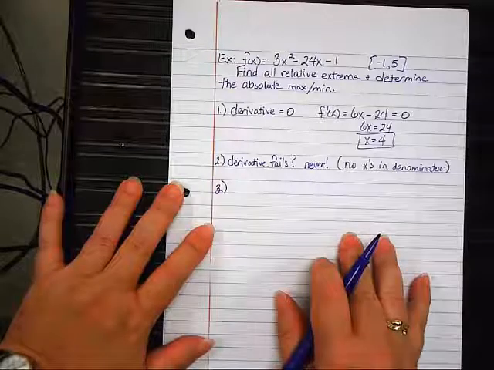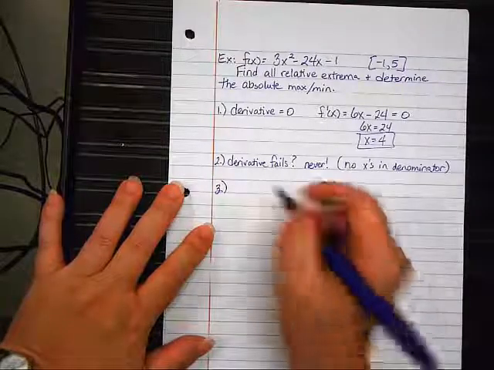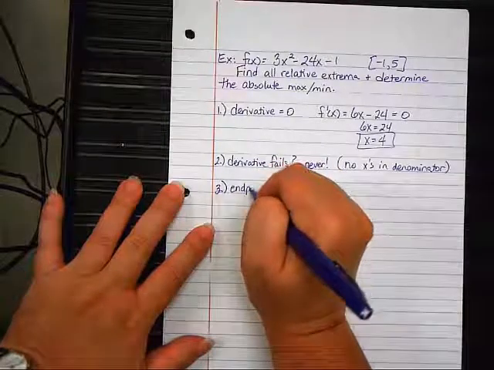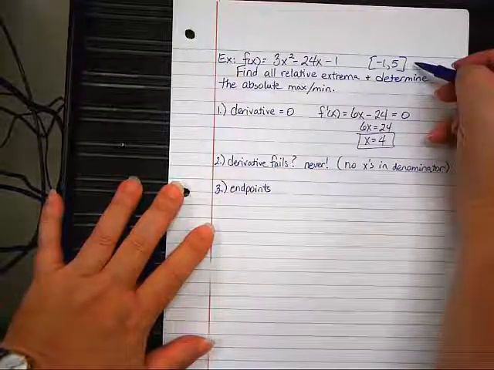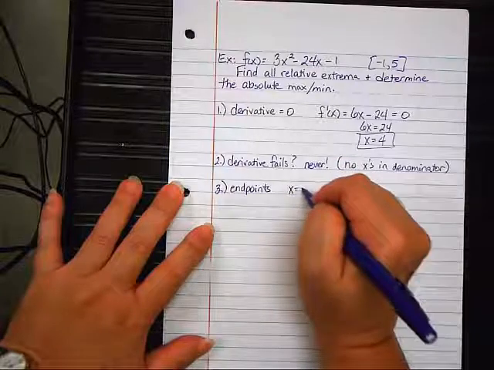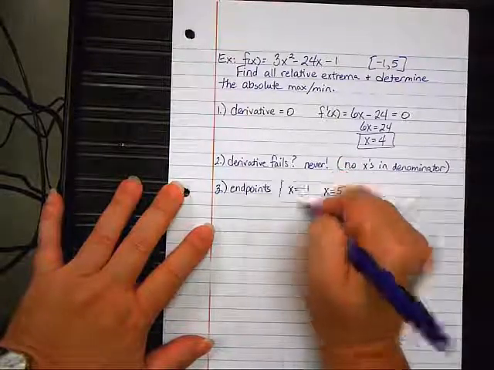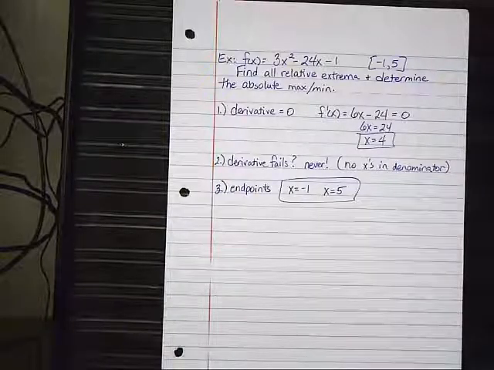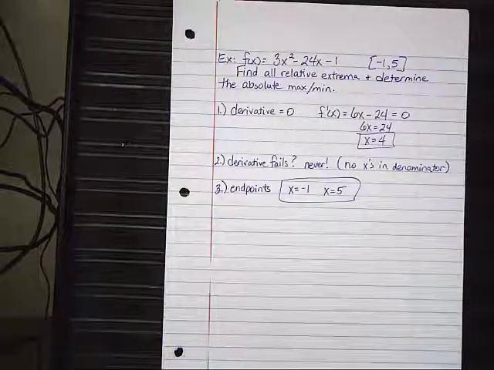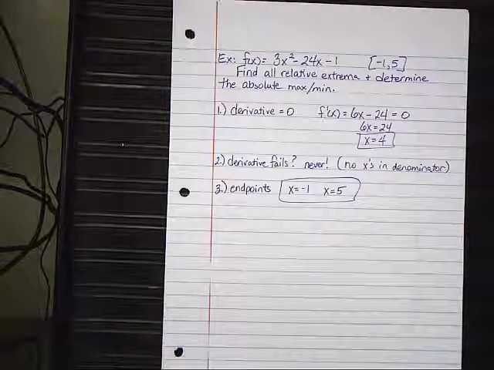Criteria number 3. What's the third possible one? Endpoints. Well, that's really the hardest thing on the page because all you got to do is look up here at the interval and write them down. X equals -1, X equals 5. God, that was hard. So, how many candidates do we have? We have 3. One of them is the max, one of them is the min.